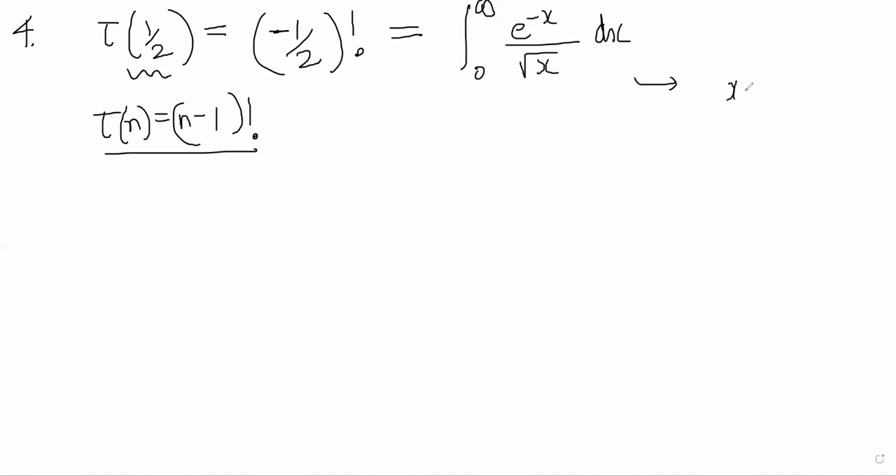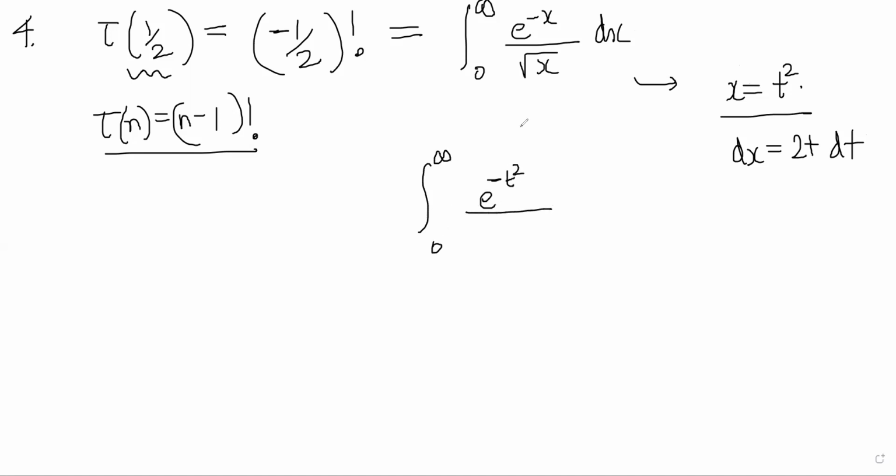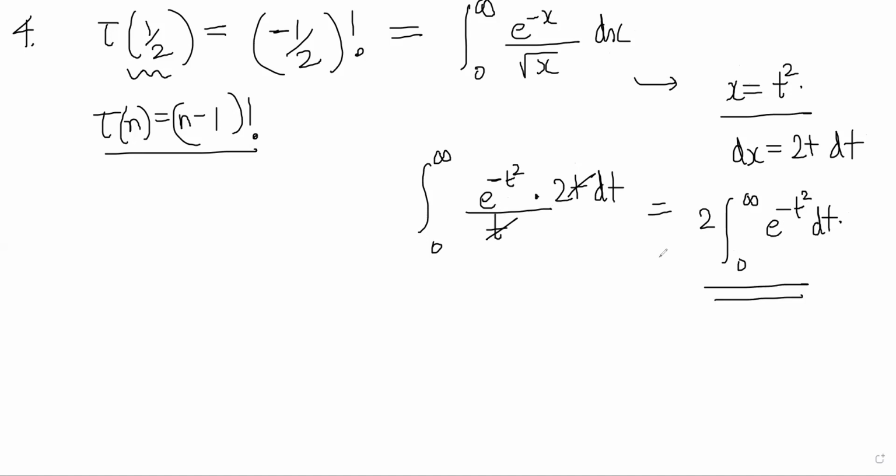How do I evaluate this integral? I do a simple change of variable. x is equal to t squared, so dx should be equal to 2t dt. And if x is equal to t squared, the limits remain unchanged. So it is the integral from 0 to infinity of e^(-t²) by root x, which is t, and dx becomes 2t dt. So t and t get cancelled, and this is basically twice the integral from 0 to infinity of e^(-t²) dt, right? Correct?